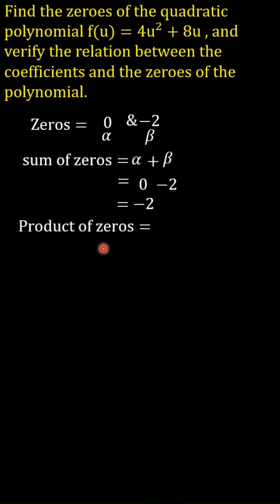Next, to find the product of zeros, we multiply alpha and beta, that is alpha × beta. Substituting the values, we get 0 × (-2) = 0.